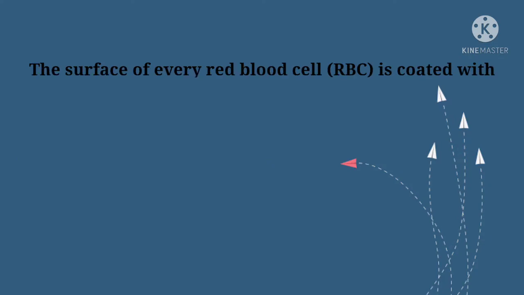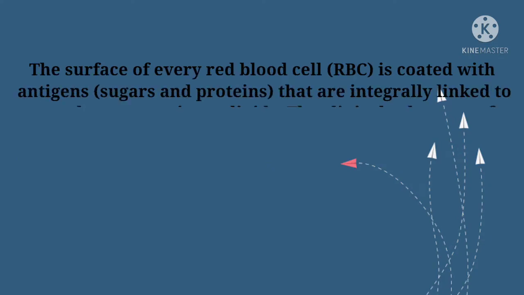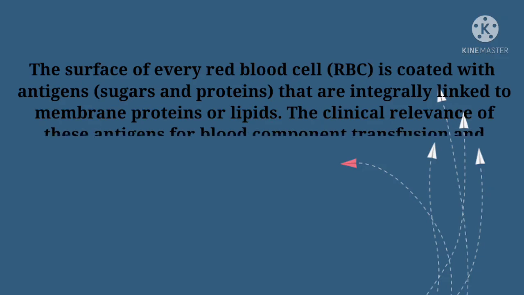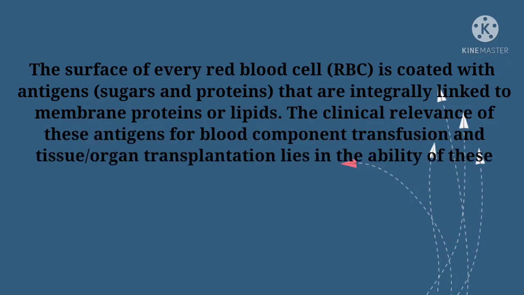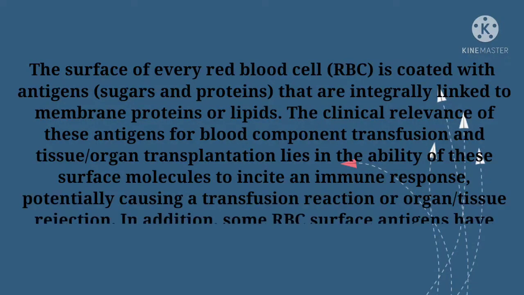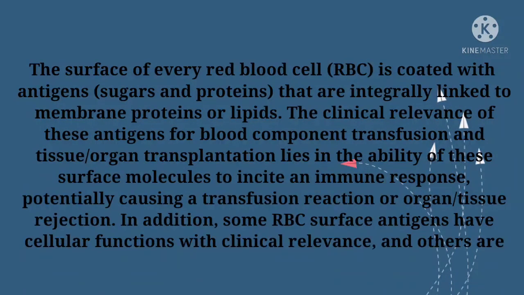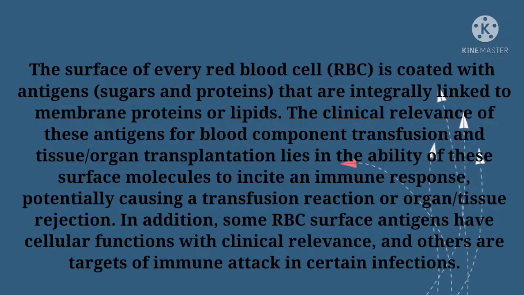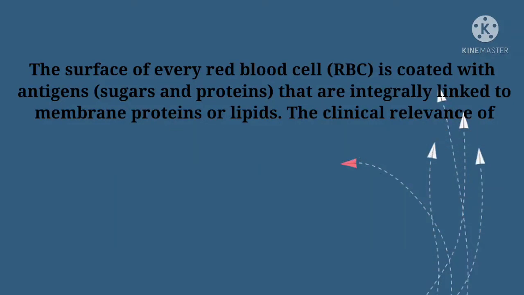The surface of every red blood cell is coated with antigens, sugars and proteins that are integrally linked to membrane proteins or lipids. The clinical relevance of these antigens for blood component transfusion and tissue or organ transplantation lies in the ability of these surface molecules to incite an immune response, potentially causing a transfusion reaction or organ or tissue rejection. In addition, some red blood cell surface antigens have cellular functions with clinical relevance, and others are targets of immune attack in certain infections.